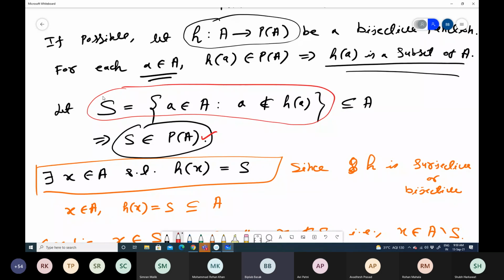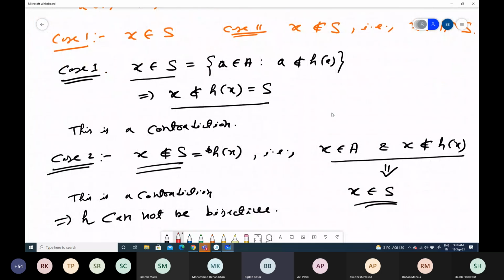So this is the way he has defined S. Obviously S is an element of this power set P(A), but S does not have any preimage. We assume that if S has a preimage under the function H, and if that is X, then we will get this type of contradiction. So therefore H cannot be surjective. In other words, you can say that S cannot have any preimage.